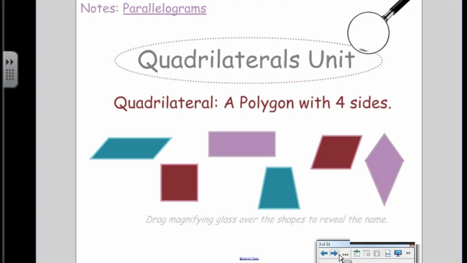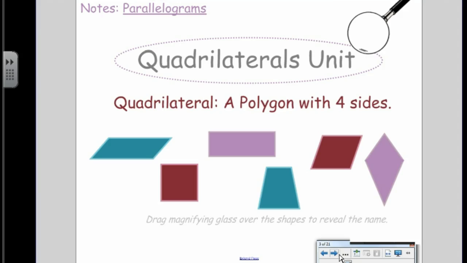Okay, so like we said, the name of this unit is the quadrilateral unit. A quadrilateral is simply a polygon that has four sides. So some of the quadrilaterals, we name them, and some quadrilaterals are just going to be quadrilaterals because they're not going to have any special properties at all. Let's see if we know all of these quadrilaterals.